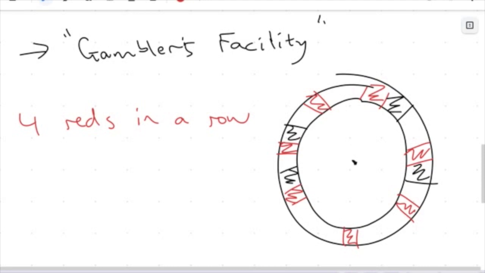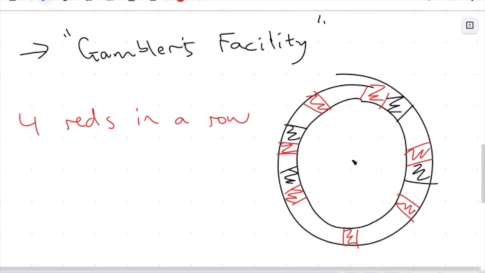Now, if you get 4 reds in a row, the gambler's fallacy will tell you, okay, it's bound to be a black now. Any minute now, it's going to be a black. But this actually has no real logic to it, because these are independent events. Your 4 reds that you've rolled have no bearing on the black.